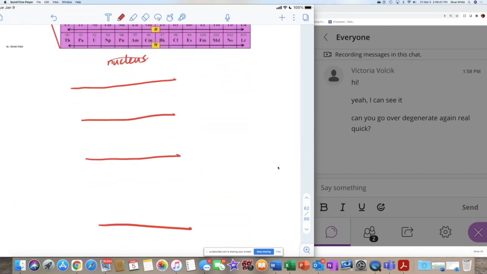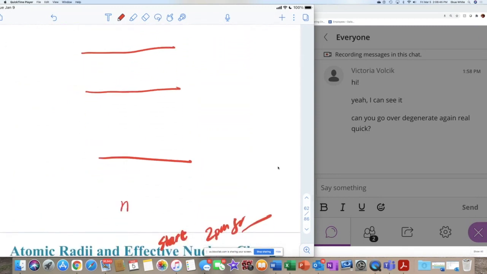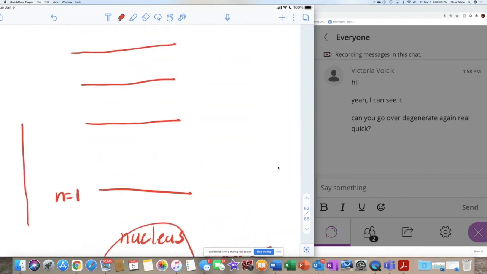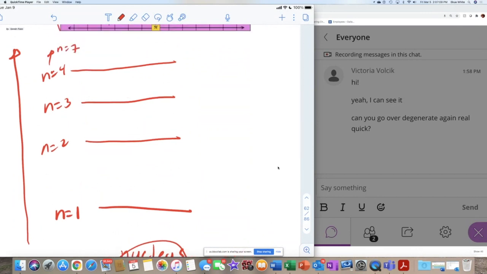So the nucleus will not be on the top. The nucleus will be on the bottom because the nucleus tends to be very close, or the nucleus, let me spell this correctly, is next to energy level 1. Okay, so you have your nucleus here. This is the side of the nucleus. And the energy level increases like this. So energy level 1, energy level 2, energy level 3, energy level 4, and it goes all the way to energy level 7. Okay, so we're not at degenerate yet. I'm trying to build towards that.